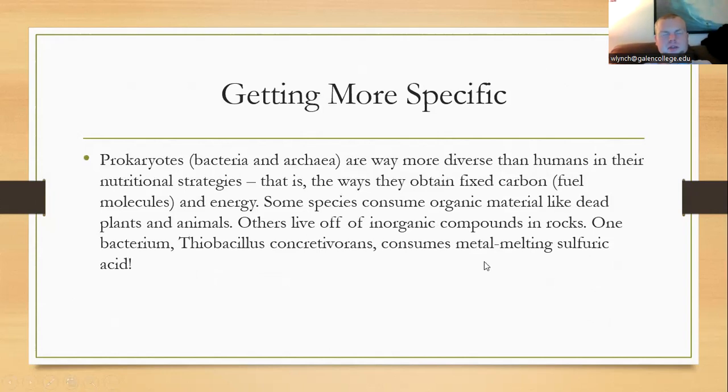Some more unique things that we see, right? If we get into the world of prokaryotes, we are able to see some variations on this. We have a diverse metabolic pathway that exists here. Some of them are able to obtain fixed carbon and energy. Some species are going to consume organic material like dead or decaying plants and animals. Others are going to live off of inorganic compounds like rocks and sediment.